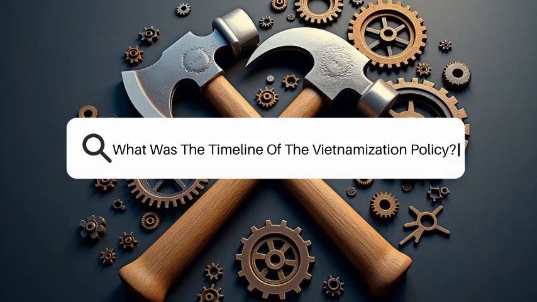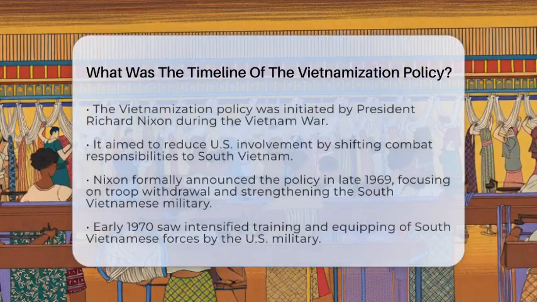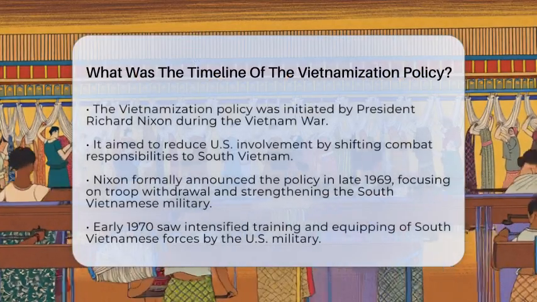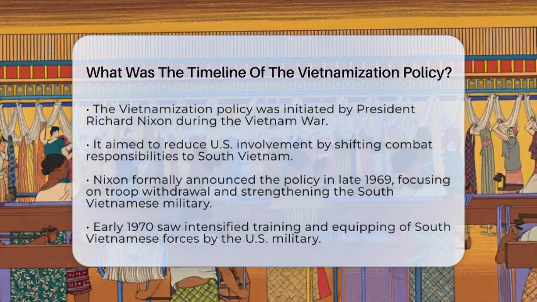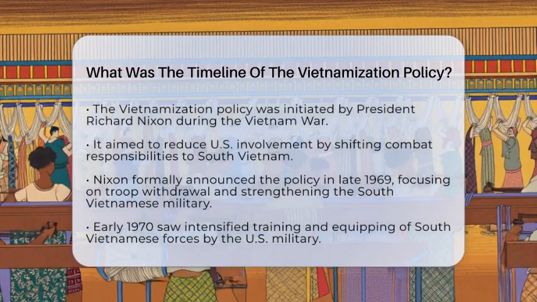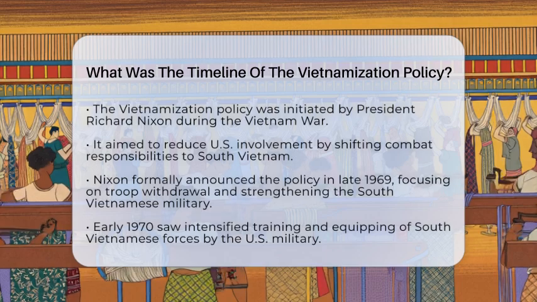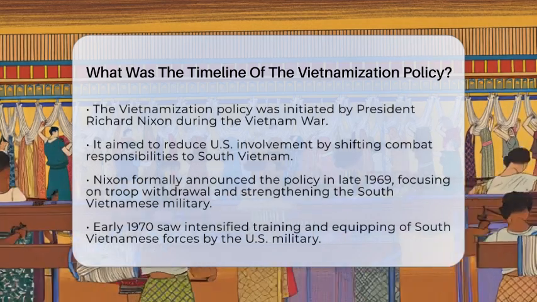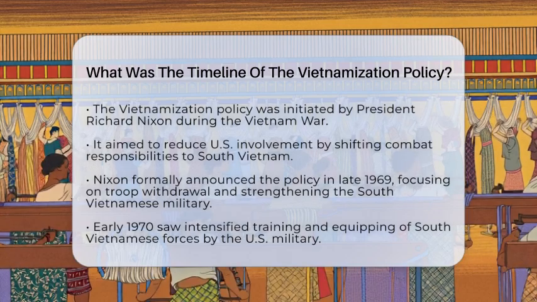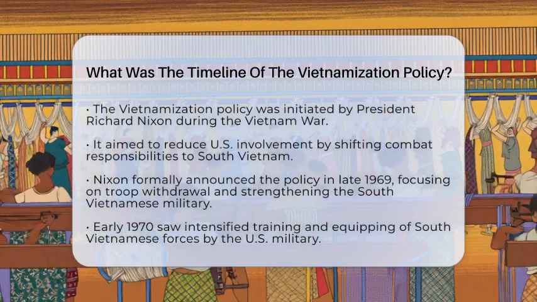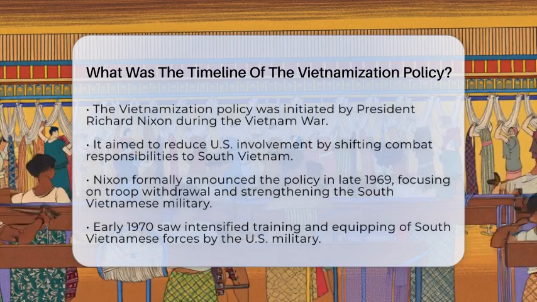What was the timeline of the Vietnamization policy? Have you ever wondered how the Vietnamization policy unfolded during the Vietnam War? This policy, initiated by United States President Richard Nixon, aimed to reduce American involvement by shifting combat responsibilities to South Vietnam. Let's break down the timeline of this significant policy.